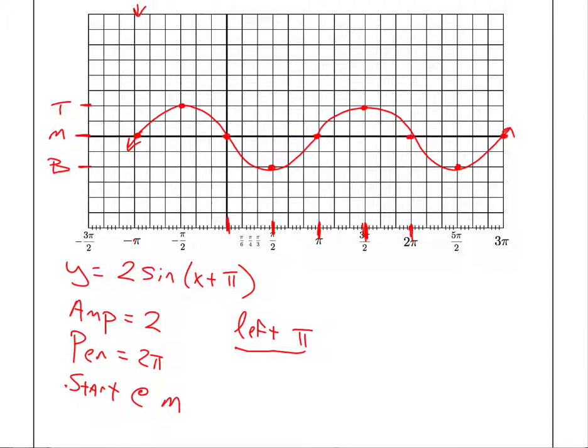So, to recap what we did on this, we did the amplitude, the period, and the start, just like we did yesterday. We divided up our period to figure out how far apart everything is. Then, since we had something in the parentheses, that told me I need to go left pi. Since I went left pi, we identified where we're starting instead of the y-axis. So I'm starting here, and it says I'm starting in the middle. So combine those two, tells me my starting spot is here. From there, we just follow the pattern.